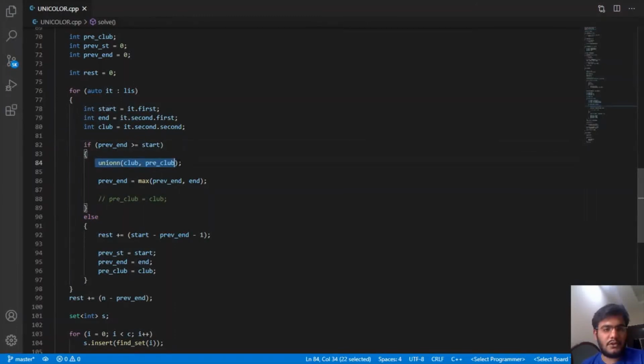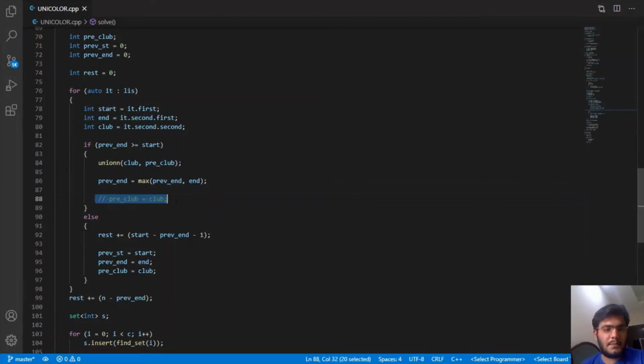So we need to take the union of these two clubs, the previous club and the current club, and now we need to expand our interval. So the previous end will equal the max of previous end and the current end. We can also take the starting as the minimum of the two, but it will not be required because we are already traversing in the increasing order of the starting interval. So it is redundant if you do so.